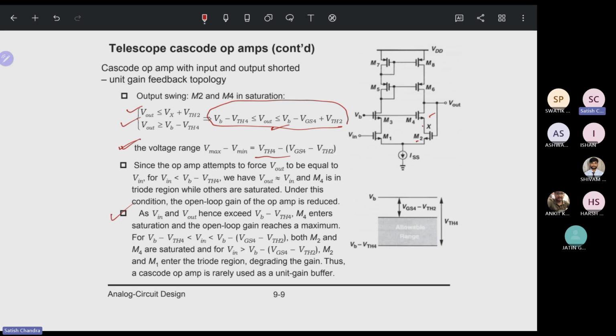So for that case, Vb minus Vth4 should be less, which means V in is between these two ranges. In that case, both M2 and M4 are saturated, and for this one, M2 and M1 enter a triode region, degrading the gain. Thus, the cascode op-amp is rarely used as a unity gain buffer. That is what I already said in the previous slide, that it suffers in the case of the unity gain buffer.